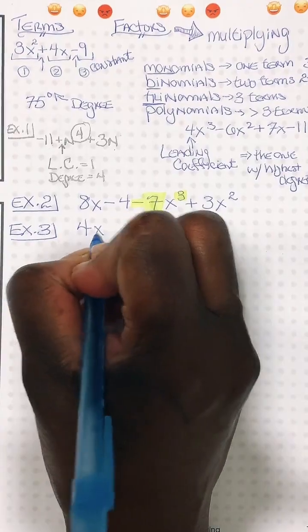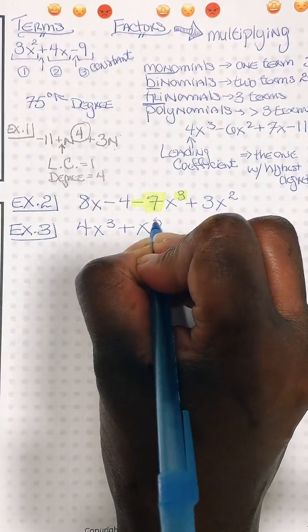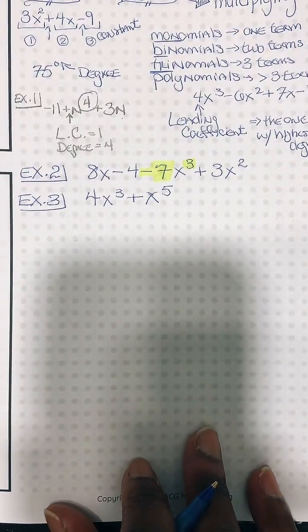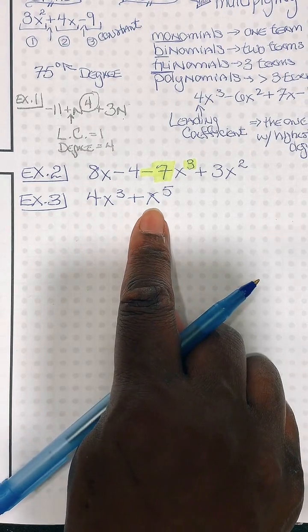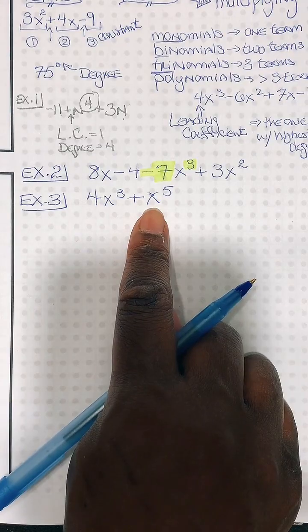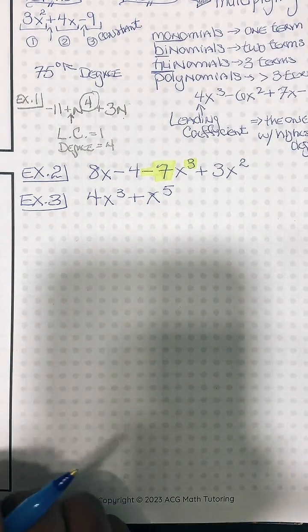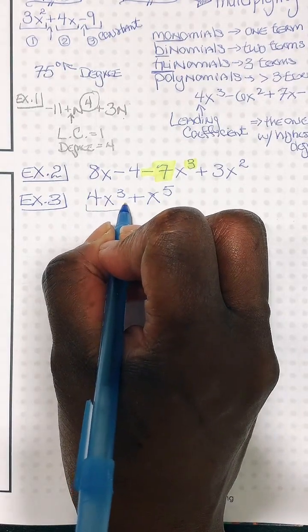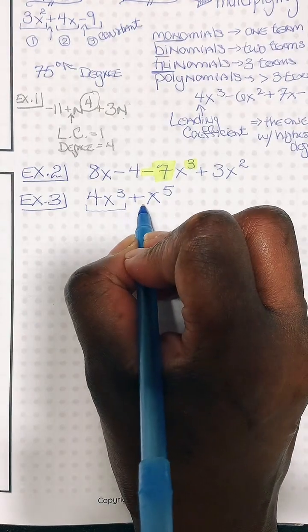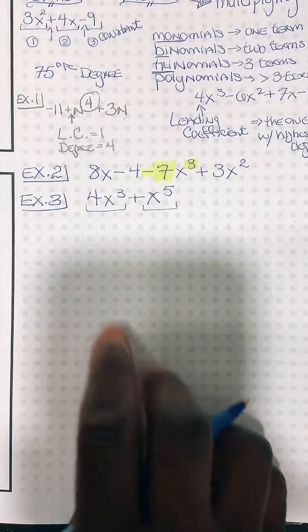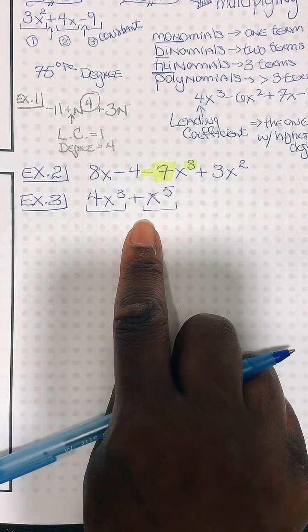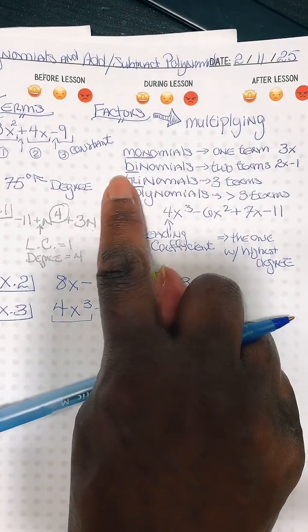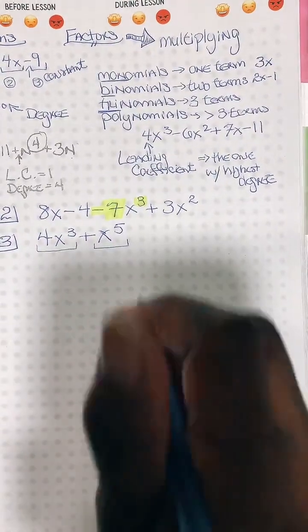So if we have 4x cubed plus x to the 5th, taking a look at this, how many terms do you see? If you want to put it in the chat, how many terms do we see? We have one right here, which is the 4x cubed. It's being separated by a plus sign, and then this is the other one. So we have 2 terms here. If it's 2 terms, this is called a binomial. So we have a binomial.